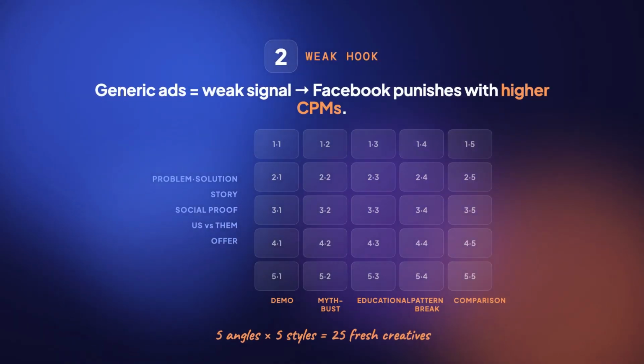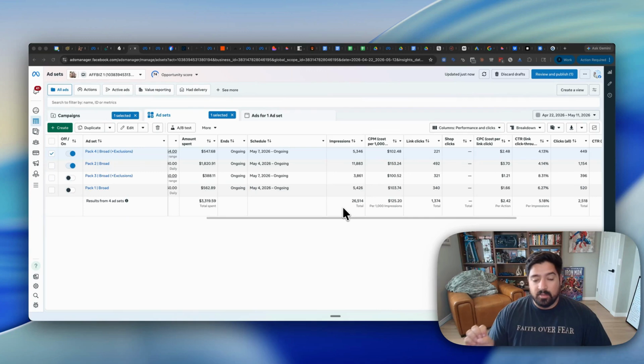The second check is having a weak hook. If you have generic ads and they're getting ignored, that's giving weak signals to the algorithm and it's going to punish you with higher CPMs. So this just comes down to building a really good system that actually creates good hooks. I've filmed tons of other videos around that, but one of the easiest things you can do to make good hooks is to follow this very simple structure.